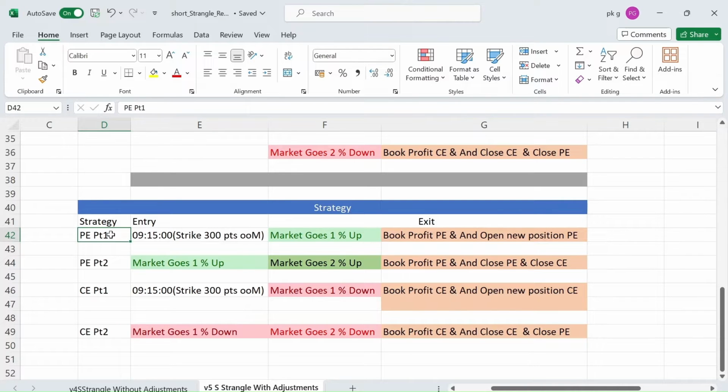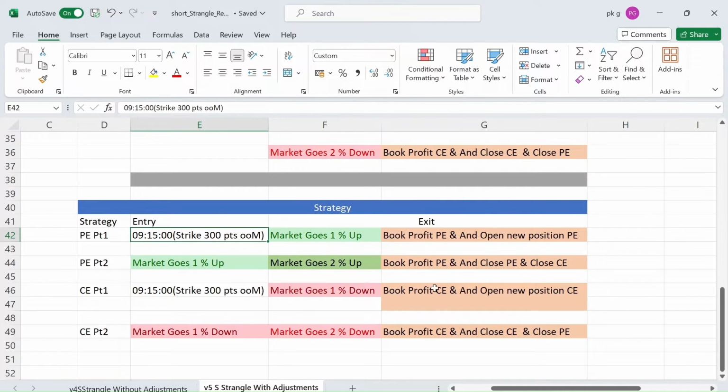PE part 1 and CE part 1 are just to enter into the strangle. So the first thing we have to do is enter at 9:15 and sell a P option 300 points out of the money and a C option 300 points out of the money. So the entry condition for PE part 1 is time 9:15, and the same goes for CE part 1. When the time is 9:15, this will sell the C option which is 300 points out of the money, and this will sell the P option which is 300 points out of the money.